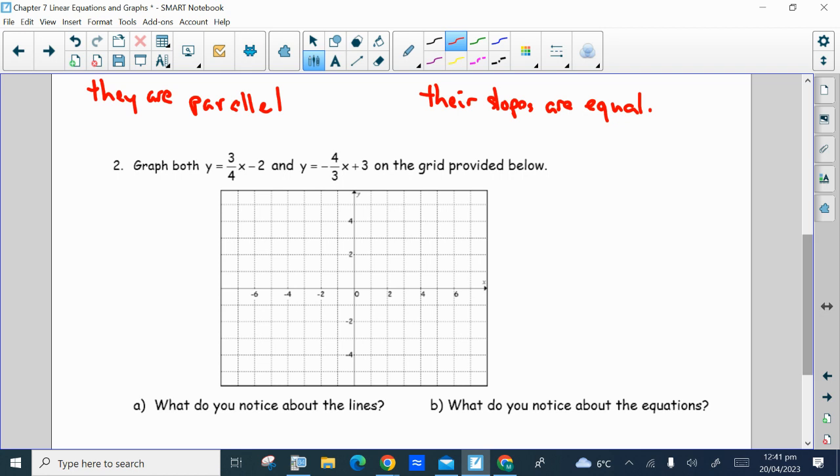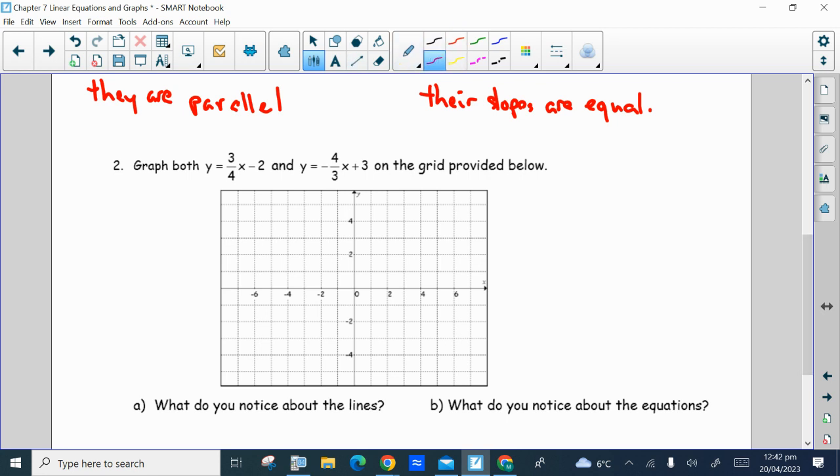So looking at these next examples, they are not parallel. Now you look at the slopes. The first slope is 3/4. The second one is negative 4/3. Not the same, so they're definitely not parallel. But let's graph them and see what they do look like.